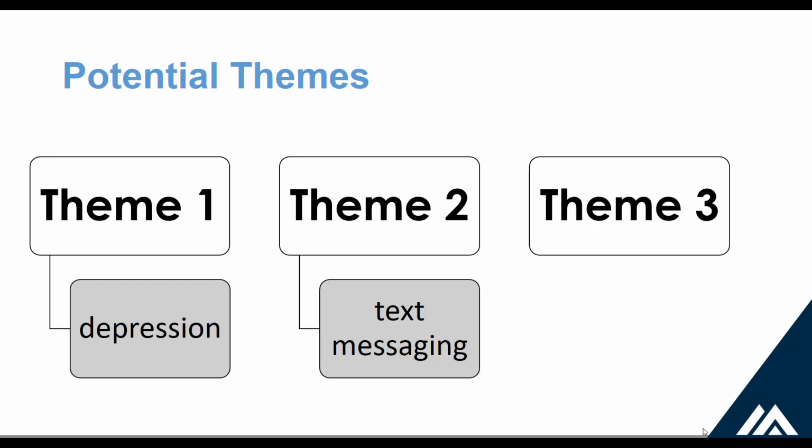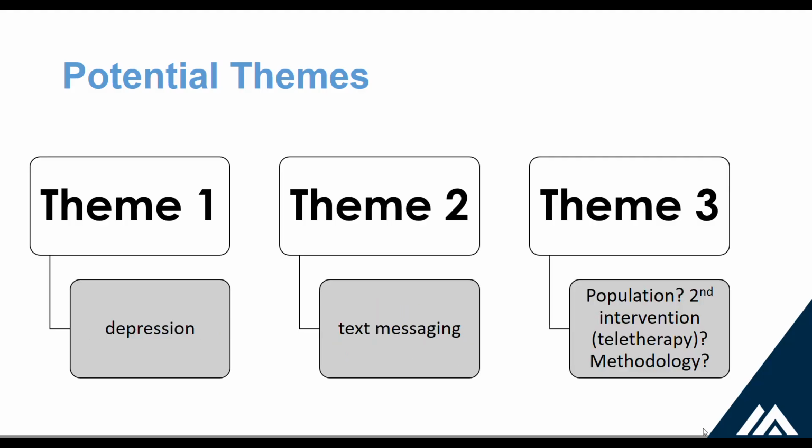Now our third theme could be optional. We could just start a search with depression and text messaging, or we could add in a third theme here, and it could be a certain population. So do you want to look at this in a certain age group? Maybe you want to compare it to a second intervention. Our scenario talked about teletherapy, so that's your traditional intervention, and maybe you want to compare it. Or maybe you also want to look at the methodology of the article. Maybe you're looking for a meta-analysis first, or you want to look for interview studies or survey studies because that's what you want to use. So there could be any number of ways to formulate that third theme.